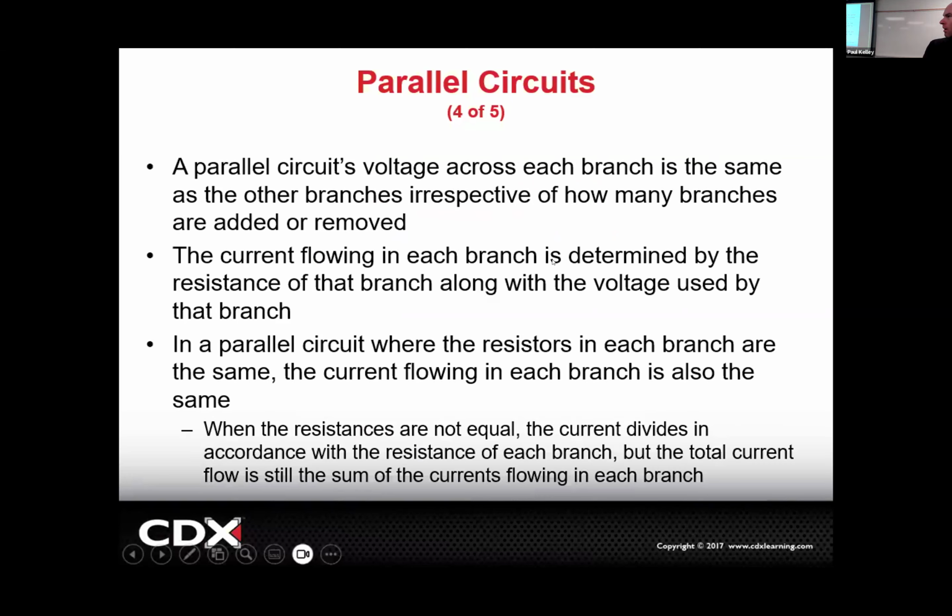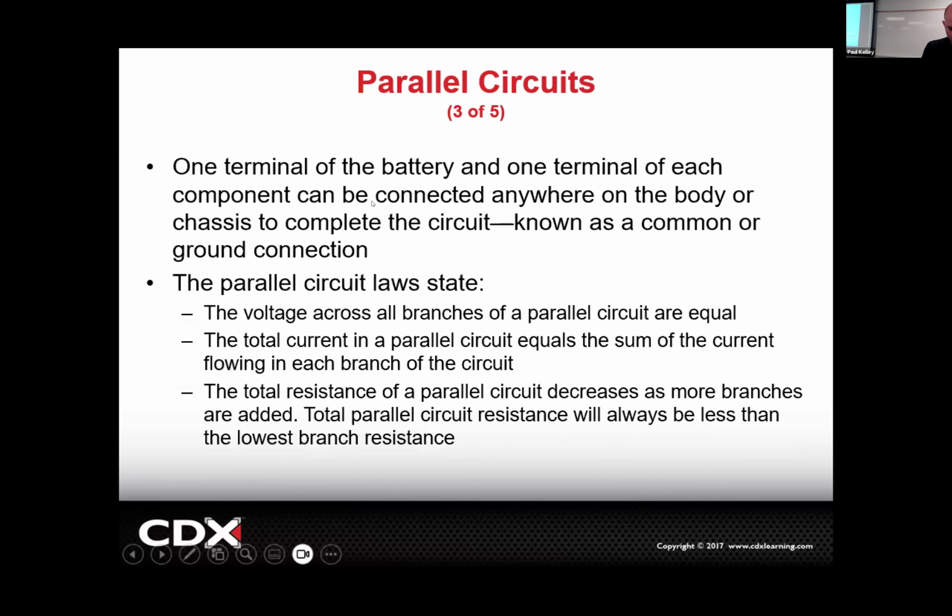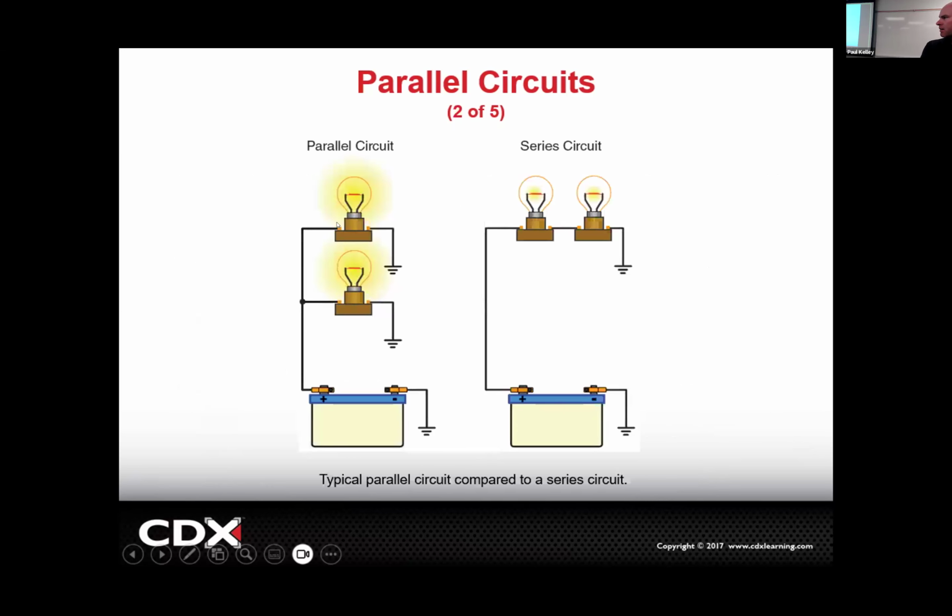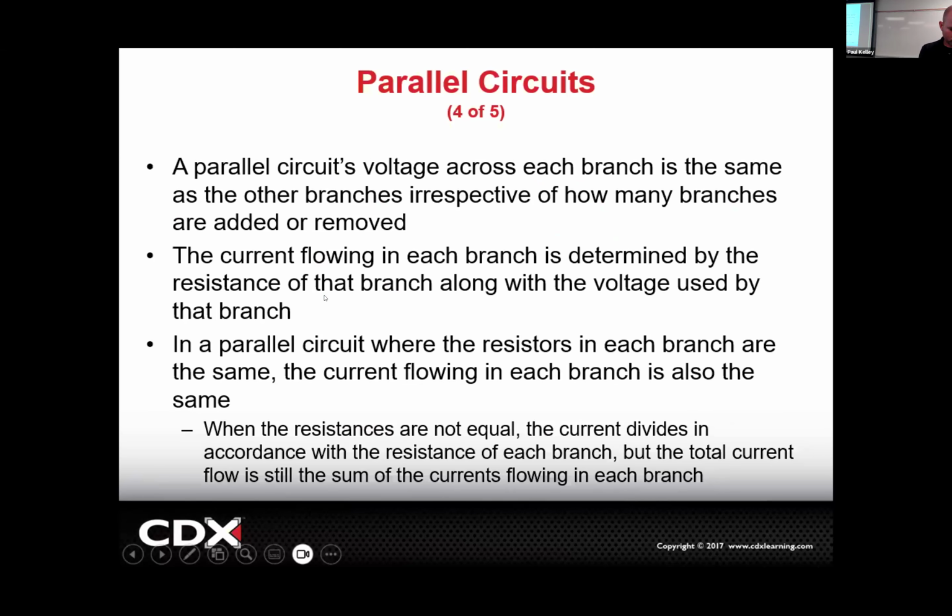And then if you look, a parallel circuit's voltage across each branch is the same as the other branches. Doesn't matter how many branches. So if we add 100 branches back here, doesn't matter. They all get 12 volts to the load. Now you can have different resistances on the load, and that'll affect the amperage right here, but it'll still all get 12 volts. Right? That's what's a little different.